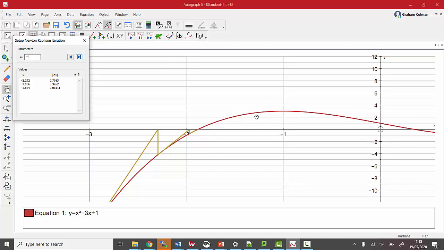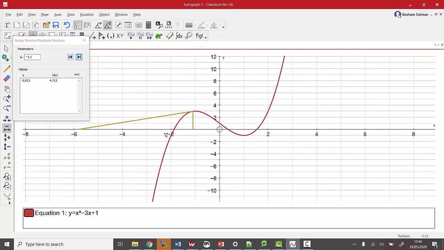Is there going to be some interesting points between here? So what if we had a starting value of -1.7? What's that going to look like? Well, it's still going to zoom in on that point there. What if it was more like -1.1? Well, what's happened there? We can see that the tangent is much further away from the graph.